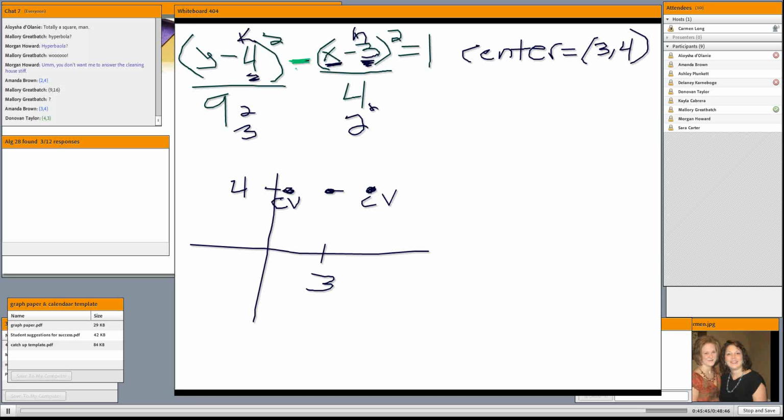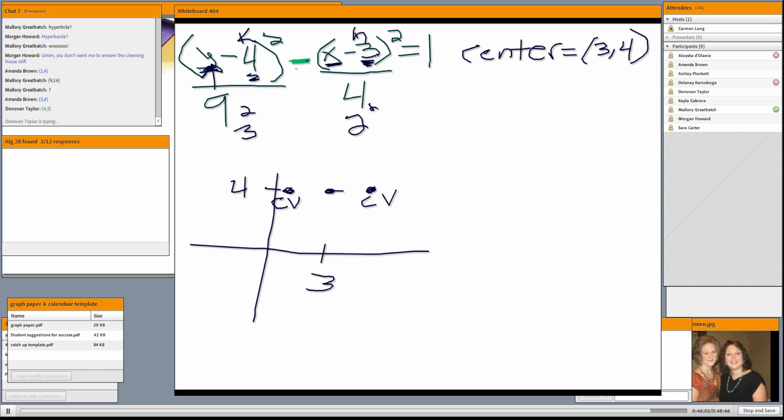How much am I going to go up and down for the vertices? And I'm doing up and down because that's what's first. The Y is first. So I'm going to go up however much is in the denominator and down however much is in the denominator.